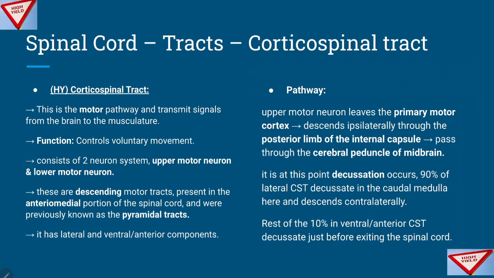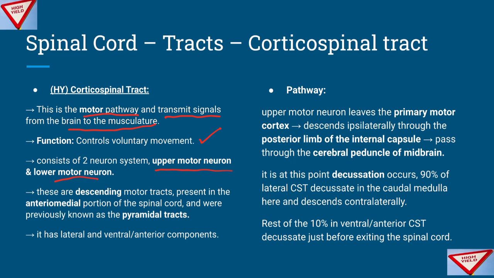Now we're going to look at some of the motor neurons. So this one is basically the corticospinal tract, again high yield, and this is the motor pathway and transmits signals from the brain to the musculature. Its function is to control voluntary movement, and it consists of a two neuron system, as we have discussed before, the upper motor neuron and the lower motor neuron, as is the case for any motor pathway coming from the brain to the rest of the body, to the periphery.